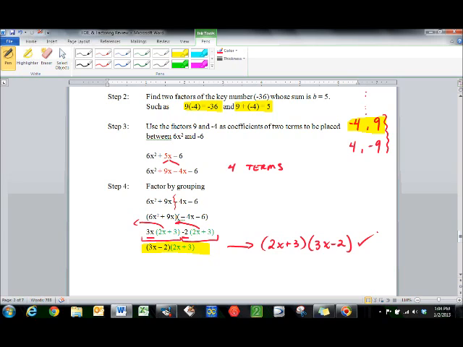Now, how do we know if we're correct after this long, cumbersome process of grouping? Well, we could just simply FOIL back the 3x minus 2 times 2x plus 3, and we should come up with our original 6x squared plus 5x minus 6. What I think you will find after you do a handful of grouping problems is this process is much quicker than guessing and checking, which in my opinion is never a good way to do math.